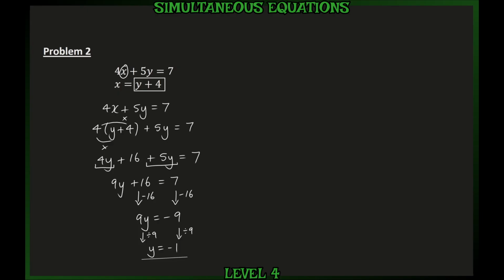We can now take this value of y and substitute it into the second equation where x is given as the subject. So x equals y plus 4 becomes x is equal to minus 1 plus 4, because y is minus 1, and minus 1 plus 4 is 3. So x is equal to 3. And this means that our final answer to problem 2 is x equals 3, y equals minus 1.